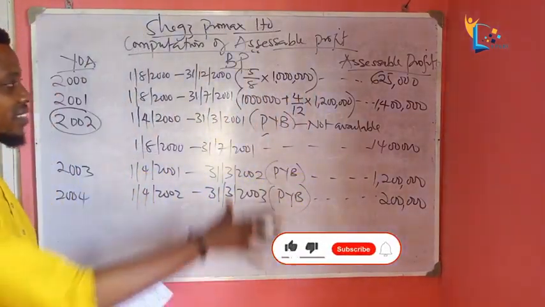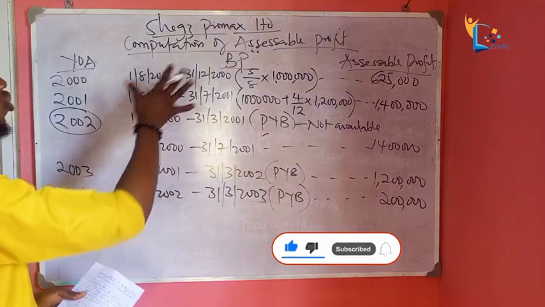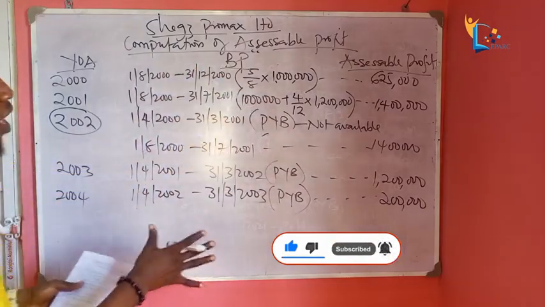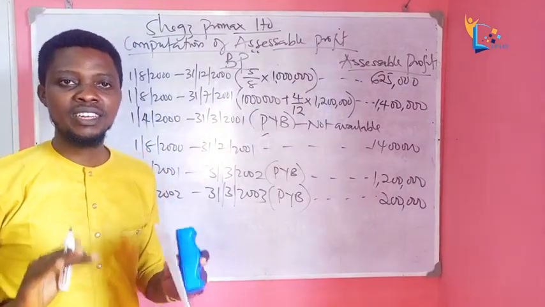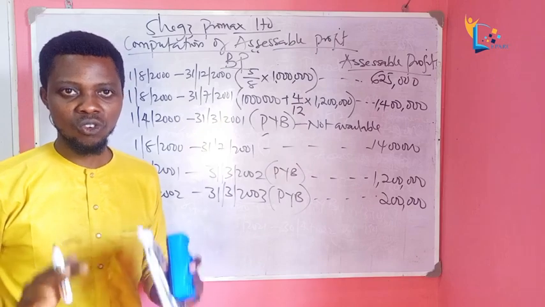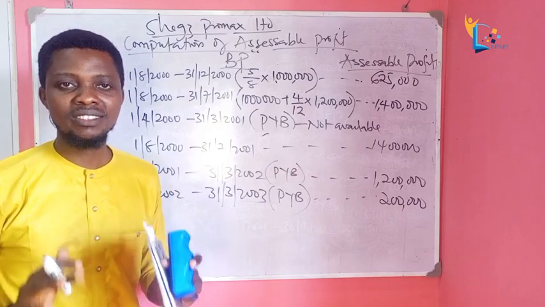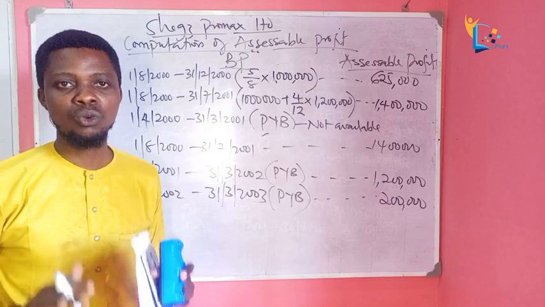All right, so this is the assessable profit of Shakes Thomas Limited. This is how you calculate the assessable profit. Please, I need you to take a deep breath. Do not rush. Go to the comment section, ask me a question where you don't understand, and we'll treat it together.